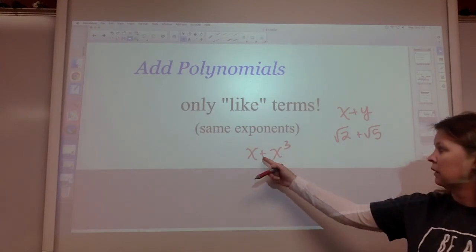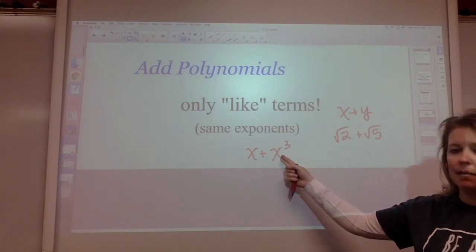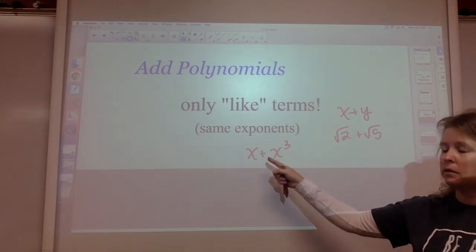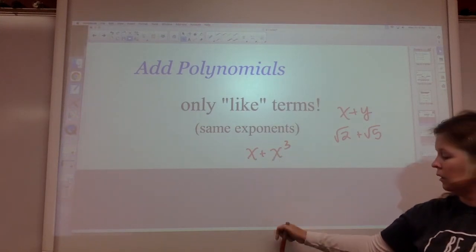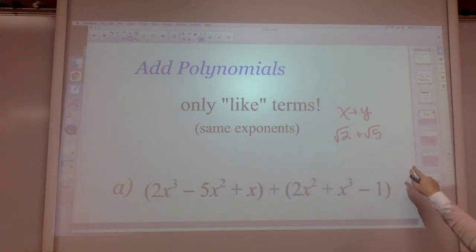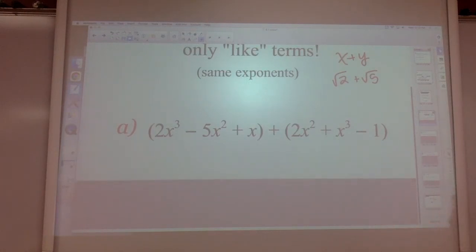They look alike. You think of it when you go pick out apples at a store. That's an apple, and that's an apple, but that's a Macintosh, and that's a Granny Smith. They're both apples, they're both x's, but they are not the same. If you mix a Granny Smith and a Macintosh, you can obviously tell that they're different. So, here's another reason I gave you a handout, because this is a lot to write down. 2x cubed minus 5x squared plus x, in parentheses, plus 2x squared plus x cubed minus 1.